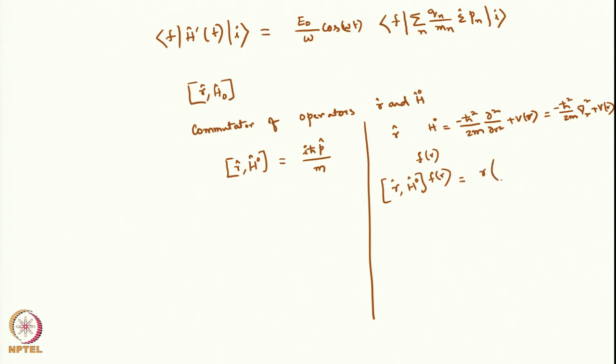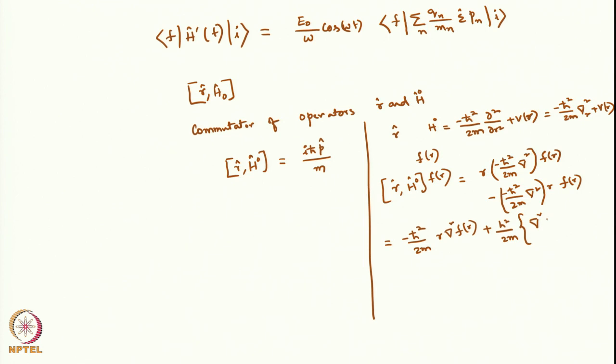So this will be equal to r times minus h bar square by 2m del square f of r, minus h bar square by 2m del square r f of r. Now, take the first term, so that is going to be minus h bar square by 2m because it is constant, r times del square f of r. Now, the second one is minus of this minus, so this will be plus h bar square by 2m del square r f of r.